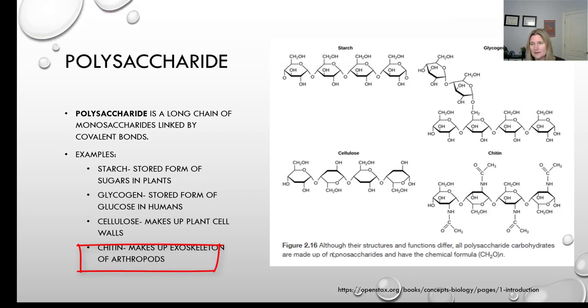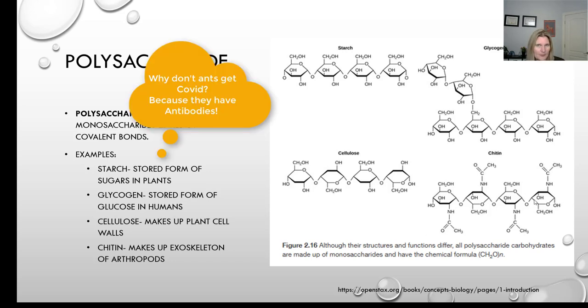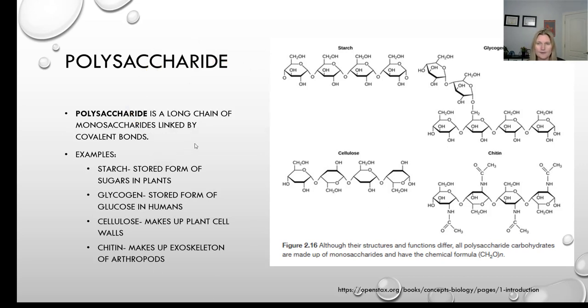Chitin is another type of polysaccharide. It's a little different from the other three in the sense that we have nitrogen involved there, so it has a different element within it. This is a unique type of polysaccharide that helps make up the exoskeleton of many arthropods. Think of insects like ants. Their exoskeleton is composed of this chitin, so it provides structure and rigidity. Those are examples of polysaccharides.